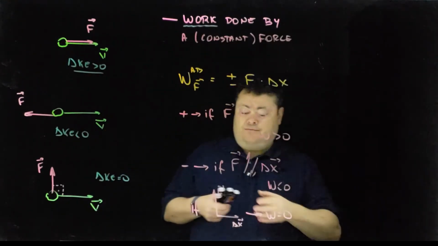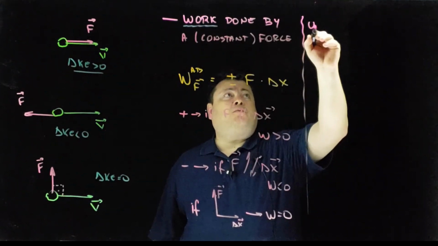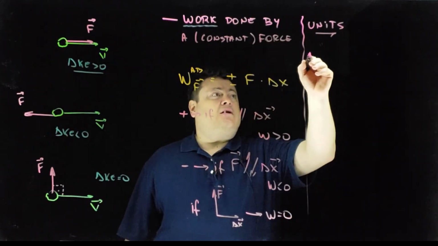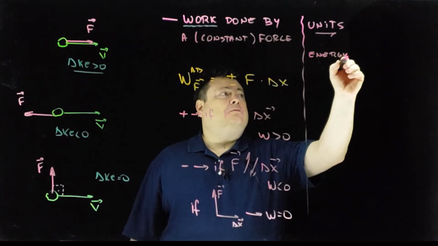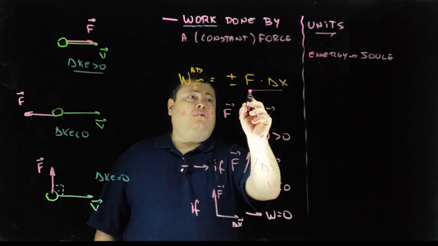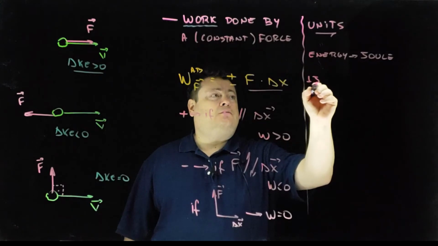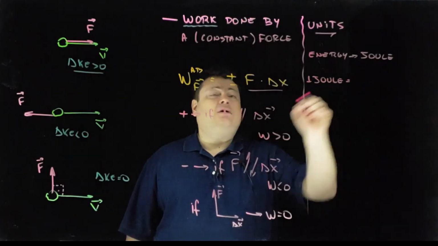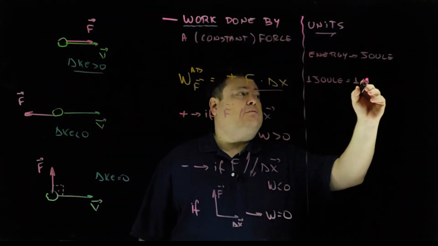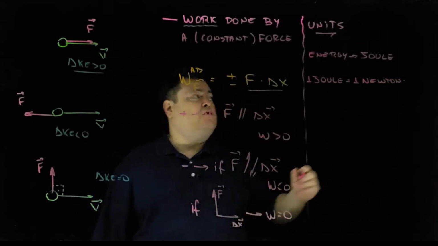Now, finally, let's talk about units, because no physics lecture is complete without, I guess, an equation and some unit analysis. We have already seen that the unit of energy is a joule. But now we are defining a joule as force multiplied by displacement. So we have that 1 joule is going to be equal to 1 unit of force, which is Newton, multiplied by displacement, and the international unit of displacement is meter.